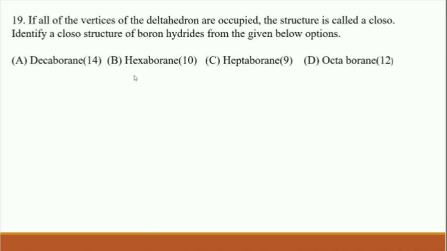If all of the vertices of the deltahedron are occupied, the structure is called closo. Identify a closo structure of boron hydride from the given options. I have already said closo-nido is important. So from the options, the right answer is B7H9. What is B7H9? Heptaborane. So how to get closo? BnHn+2: 7 plus 2 is 9. So it is a closo structure.